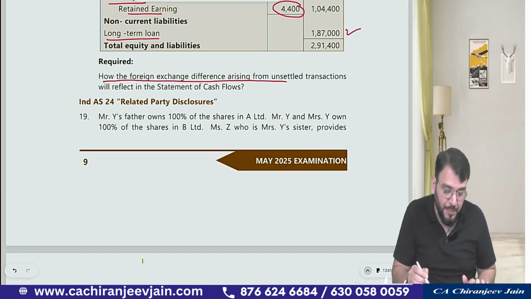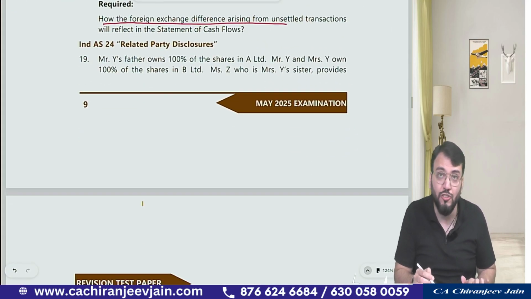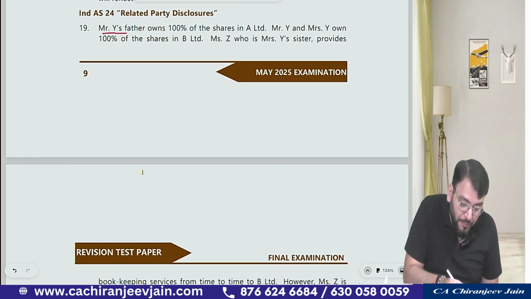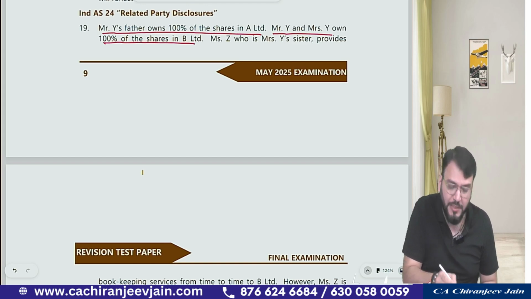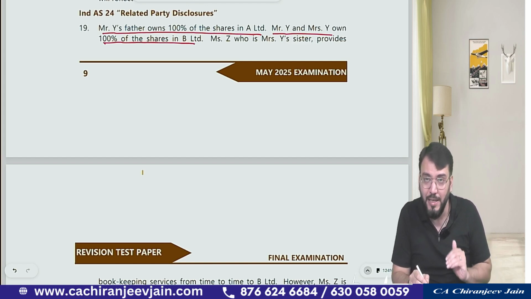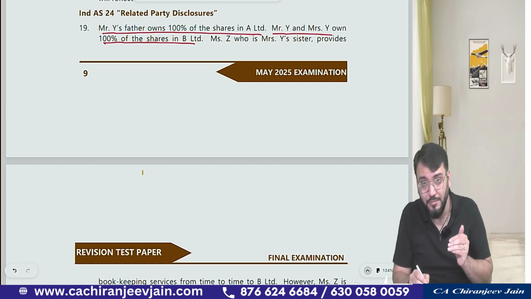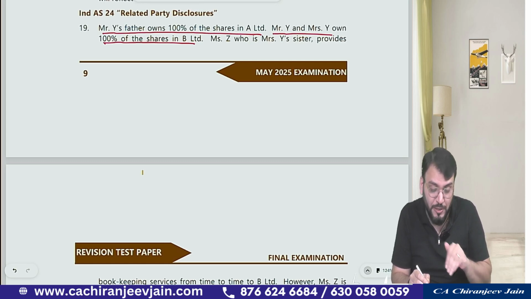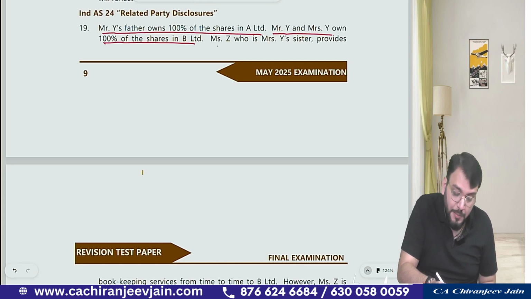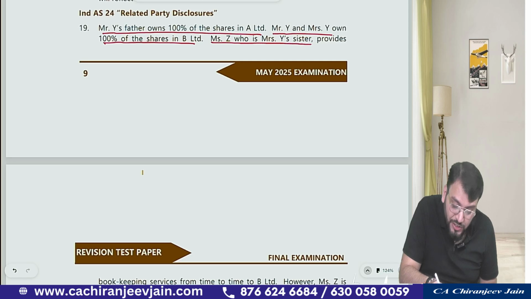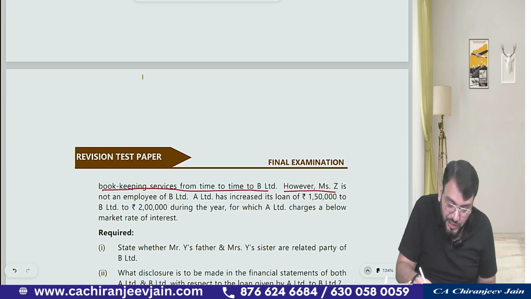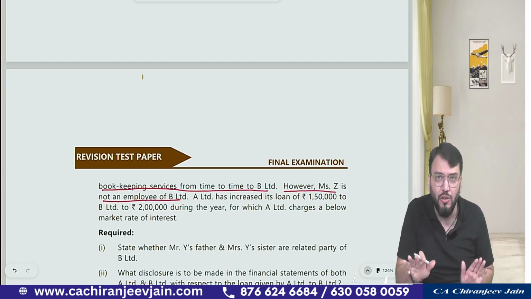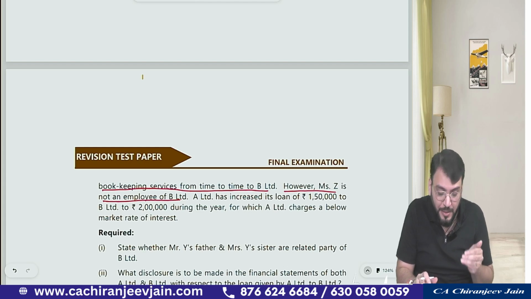Next question is very simple. It is related to IND AS 24. Question number 19. Mr. Y's father owns 100% of shares in A Limited. Mr. Y and Mrs. Y own 100% shares in B Limited. Means the father of Mr. Y controls A Limited, and Mr. Y together with Mrs. Y control B Limited. Miss Jad, who is Mrs. Y's sister, provides bookkeeping services from time to time to B Limited. However, Miss Jad is not an employee of B Limited. So she is not an employee of B Limited, but provides bookkeeping services to B Limited.